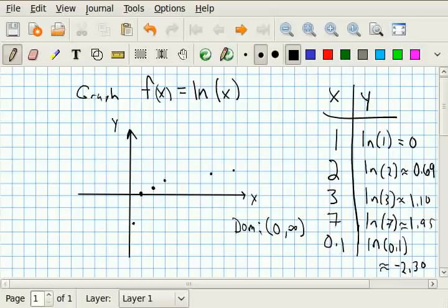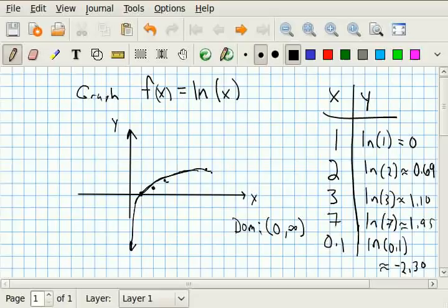Now if I connect these dots to get the shape of the natural log function, it's a little difficult with my handwriting utility here. Let me try that again. We get something kind of like this. That's not too much better, is it? You can see this one graphed in the book. I've got to do better than that. Okay, well, that's not too bad.